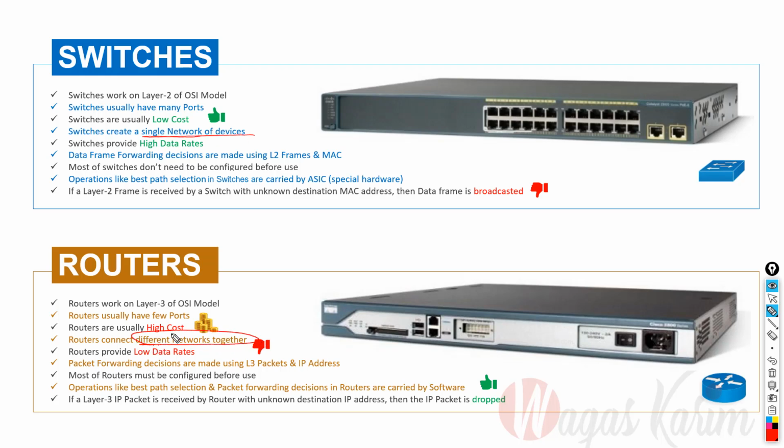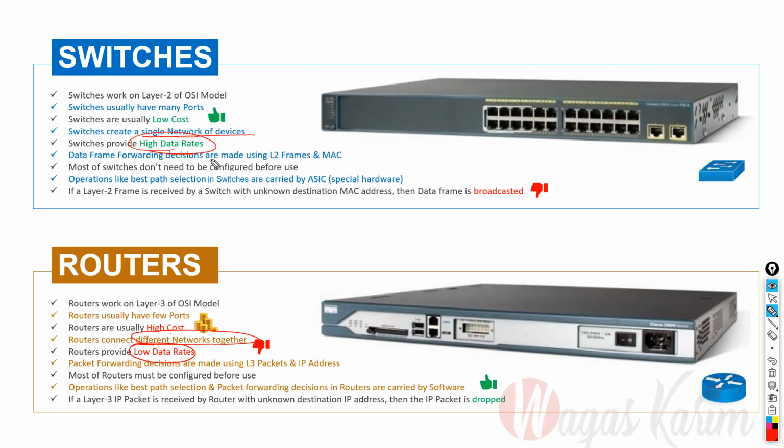So routers do not connect devices to make a network, they connect different networks together, while switches combine many devices together to make one network, and then routers connect those networks further. So we have two layers. Switches provide high data rates, while routers provide low data rates. Why? Because routers have to perform so many sophisticated jobs.